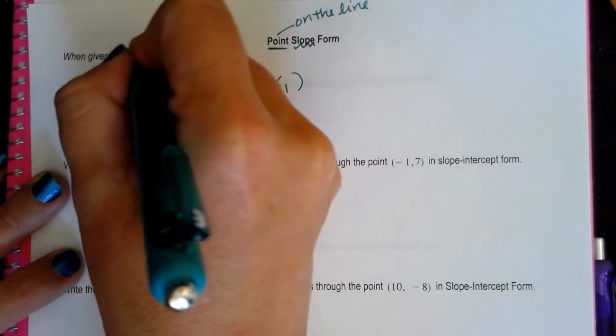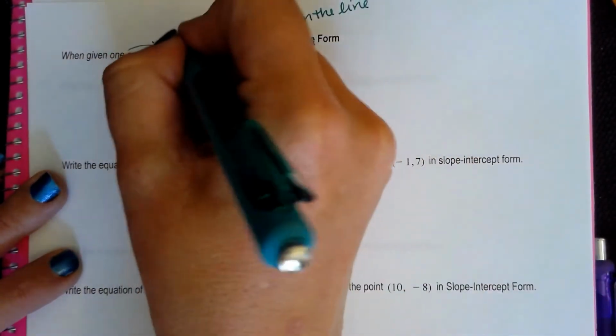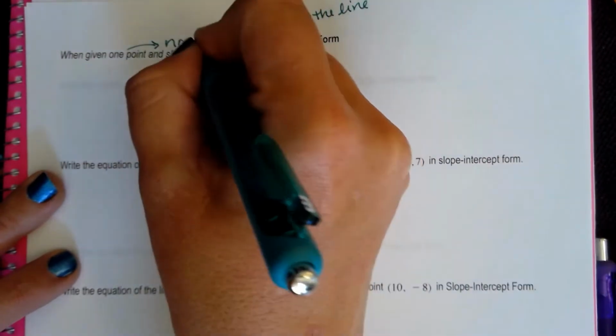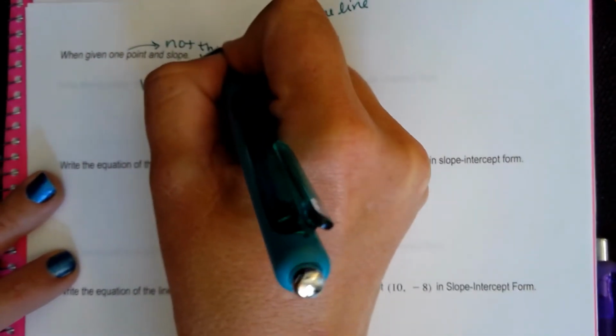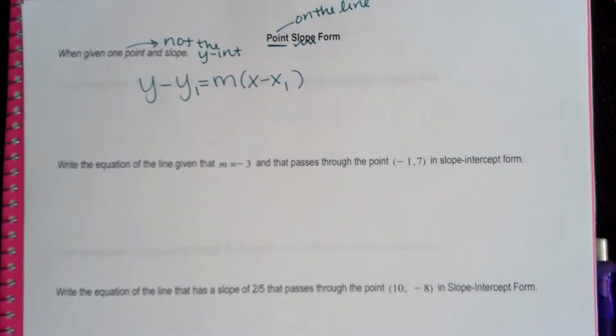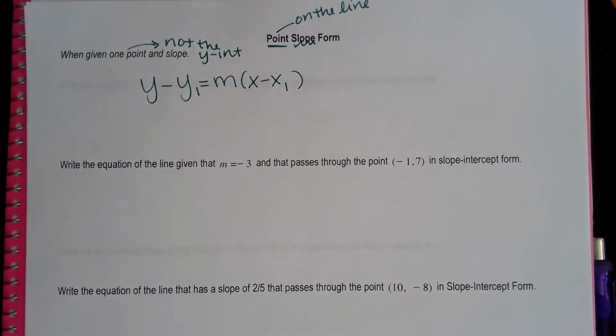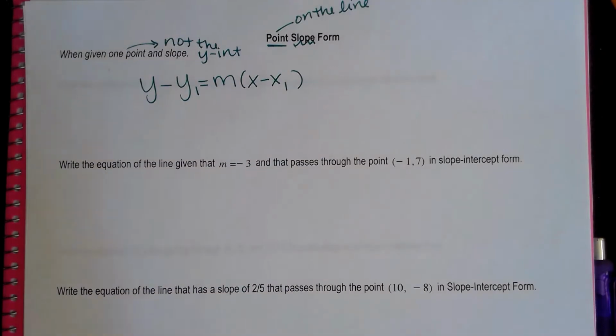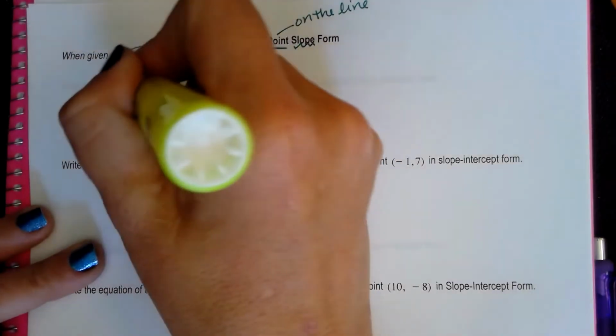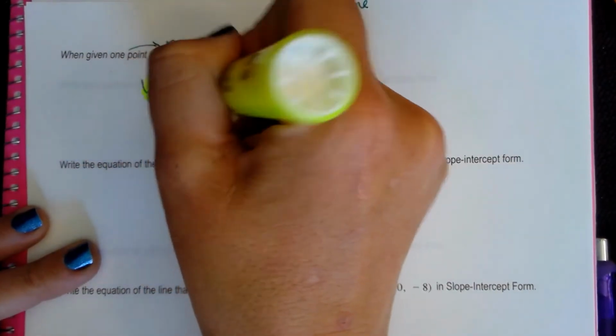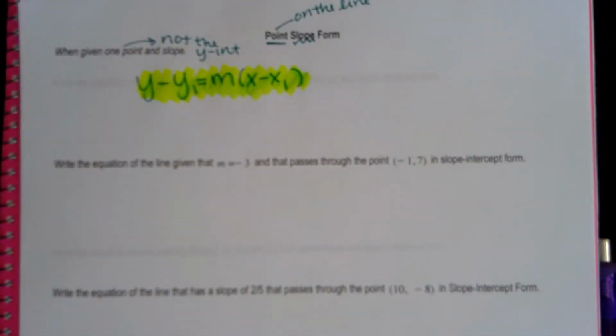Okay, so it's when you're given 1 point, and that 1 point is not the y-intercept. Because if it was the y-intercept, then we would just put it in slope intercept form. Okay, so when we're given 1 point that's not the y-intercept and the slope, we use point slope form. So if you have a highlighter or something that's handy, this is going to be extremely important, okay?